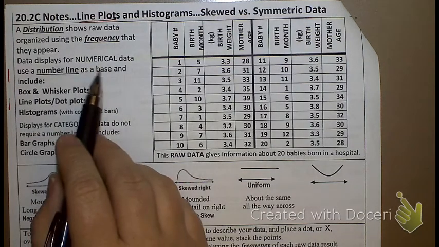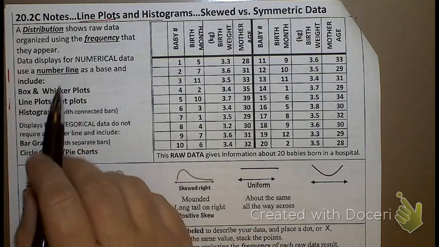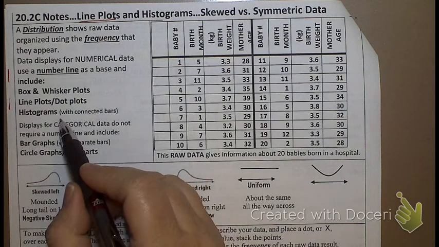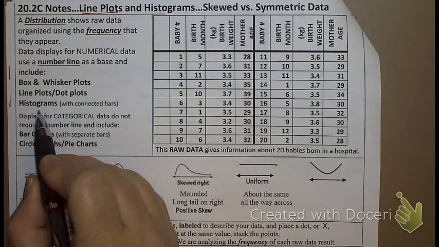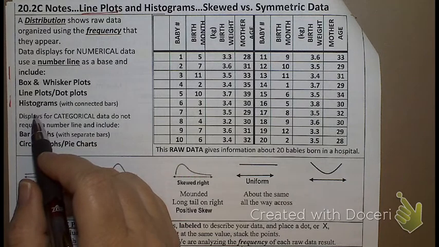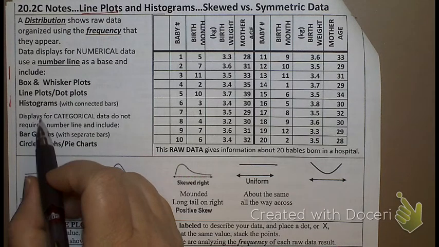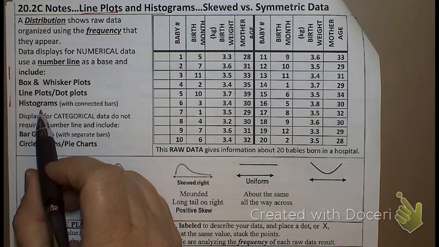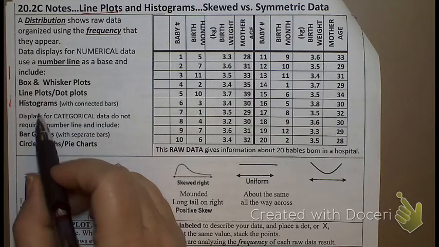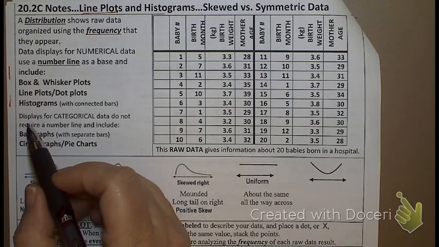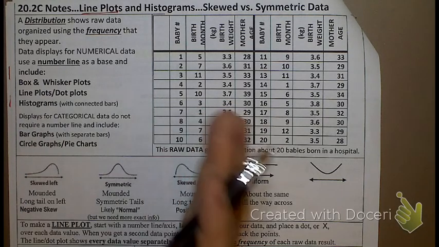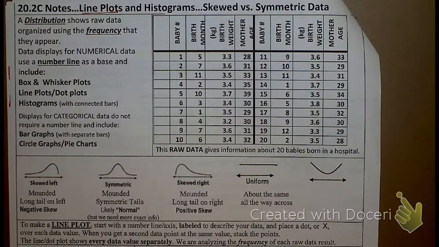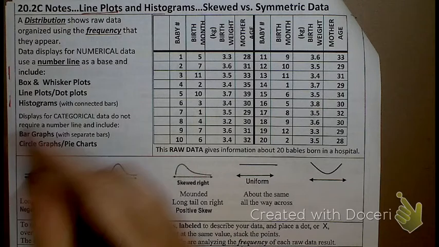Data displays for numerical data use a number line as a base and include box and whisker plots, line plots, dot plots, and histograms. So all of those kinds of information use a number line on the bottom to give us some kind of reference. Histograms are very similar to bar graphs. They're just slightly different. A bar graph could have 300 bars, for all we care. It could have 1,000,000 bars on it. But a histogram usually only has 4 to 5 bars on it. It usually has larger groups, and I'll talk about that in a minute when we get there.